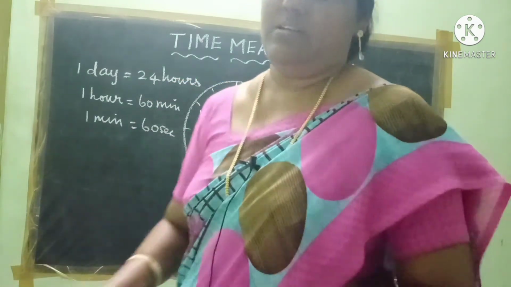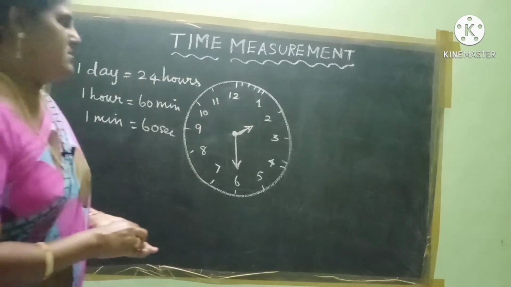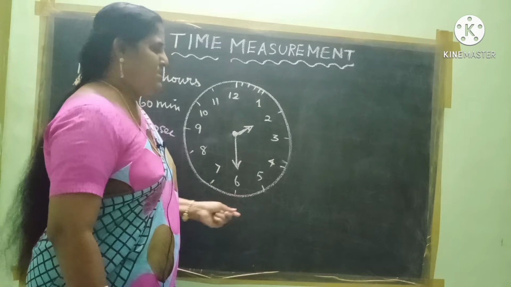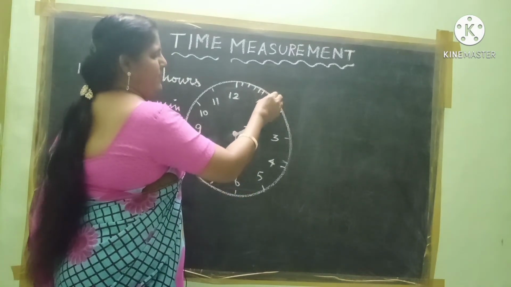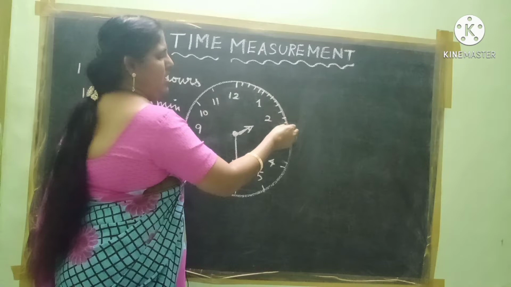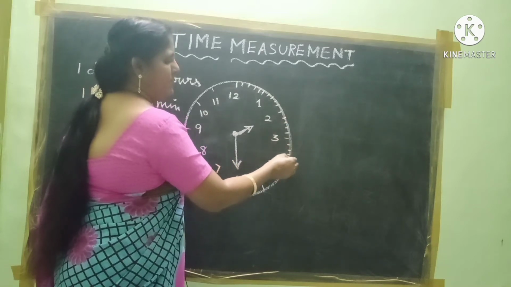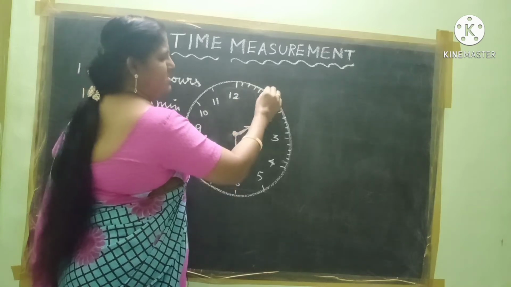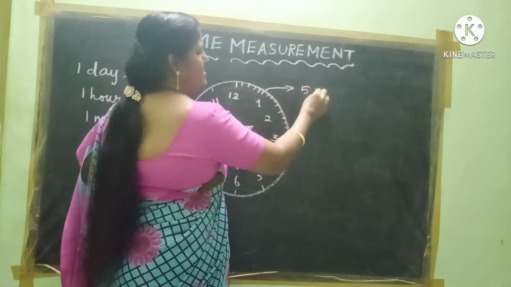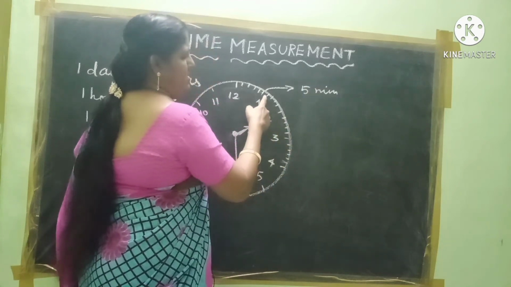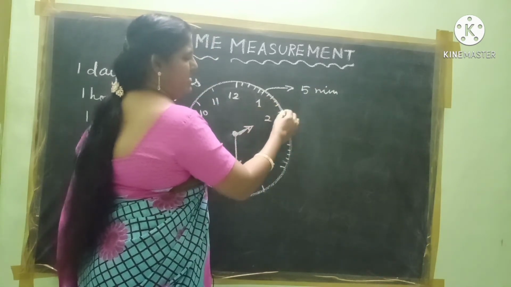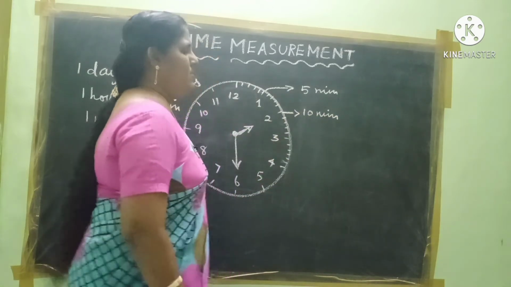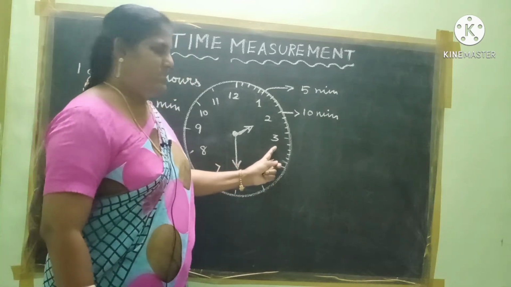Now let us see, children, in this clock, between each and every number there are 4 marks. Totally, see, 1, 2, 3, 4, 5. 5 means this one shows 5 minutes. 1 shows 5 minutes, and 6, 7, 8, 9, 10. 10 means 2 shows 10 minutes.